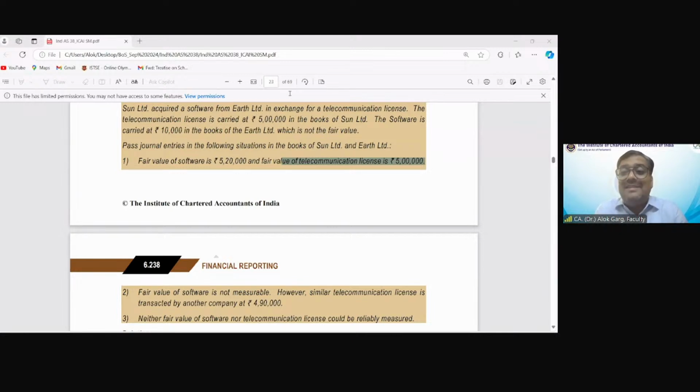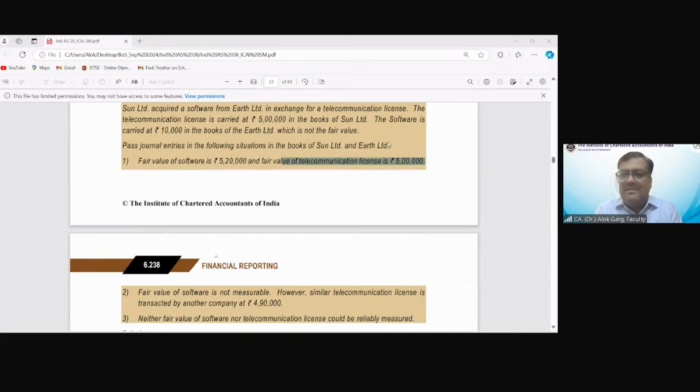So friends, in this case, the fair value of the asset acquired and the asset given are both given. So you have to consider the fair value of the asset given. What is that? 5 lakh rupees. What is the accounting entry? Software account debit 5 lakh rupees to telecom license. The carrying value of the telecom license is also 5 lakh in this case. So in this transaction, there is no profit, no loss. Software account debit 5 lakh to telecom license 5 lakh.